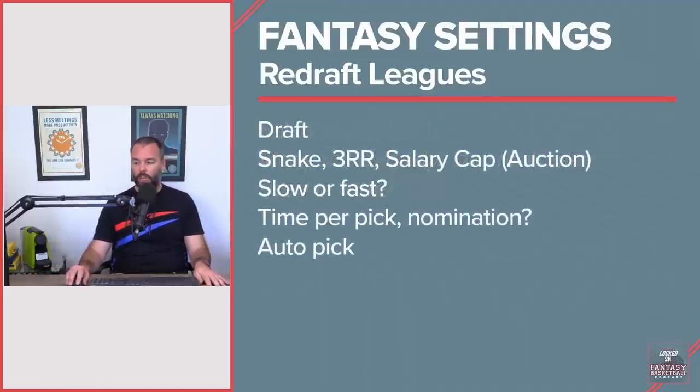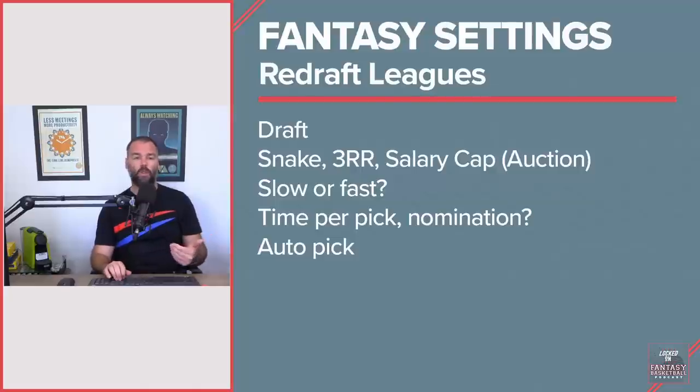Then you've got to talk about your draft. What do you want to do? Standard snake draft, a third round reversal draft, which means that the team that picks first in round two also picks first in round three. And then they pick first in round 5, 7, 9, like that. So basically the order just reverses in round three and then continues on.